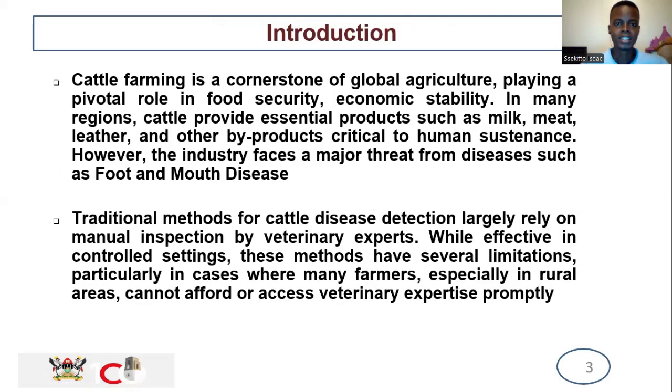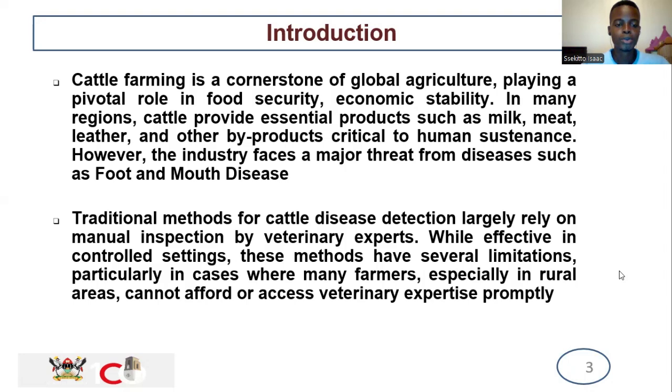Cattle farming is a cornerstone of global agriculture, and it's playing a pivotal role in food security and economic stability. In many regions, cattle provide essential products such as milk, meat, leather, and other byproducts critical to human sustenance. However, the industry faces a major threat from diseases such as foot and mouth disease.